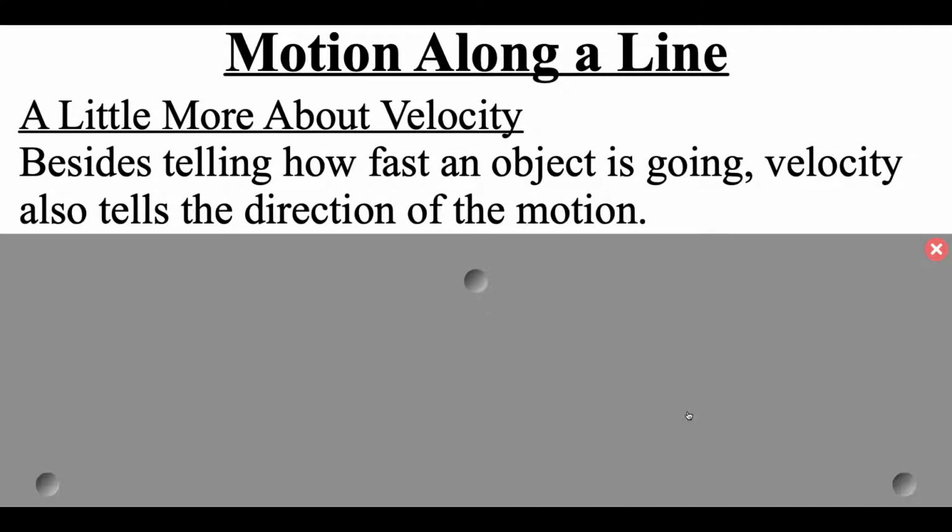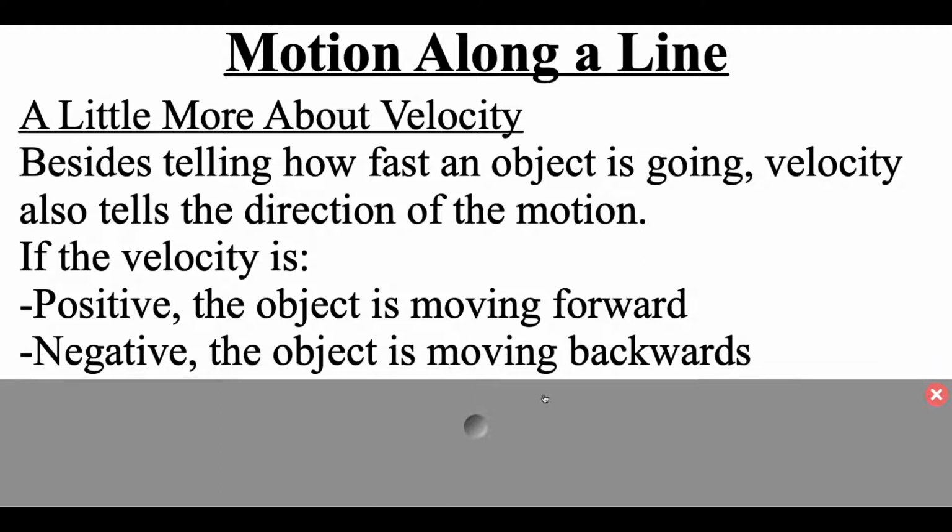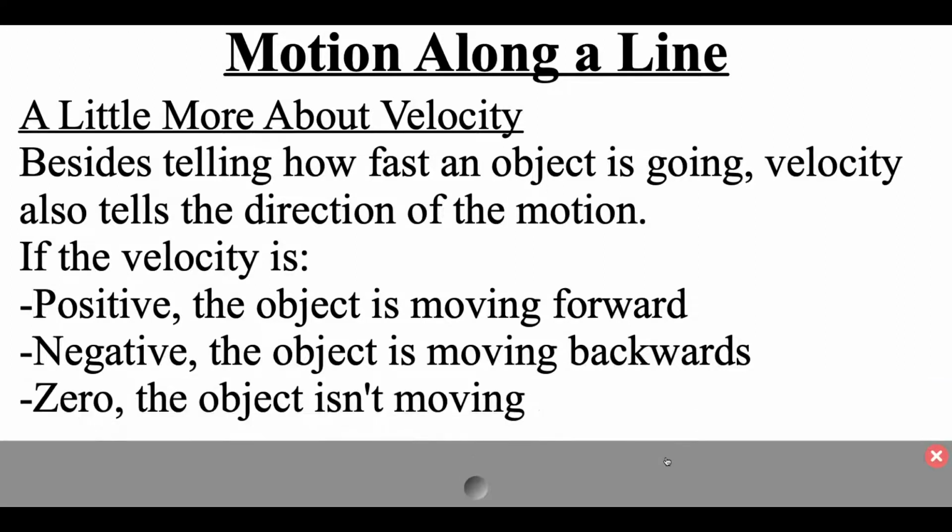Now, before we go too far, just a little bit more about velocity. Besides telling how fast an object is going, velocity is also going to tell you the direction of that motion. So if your velocity is positive, then your object is moving forward, or if you're tracking something moving up or down, then a positive velocity would mean that the object is moving upward. If your velocity is negative, then you can say that your object is moving backwards or down. And if your velocity is 0, then whatever your object is, isn't moving at all.